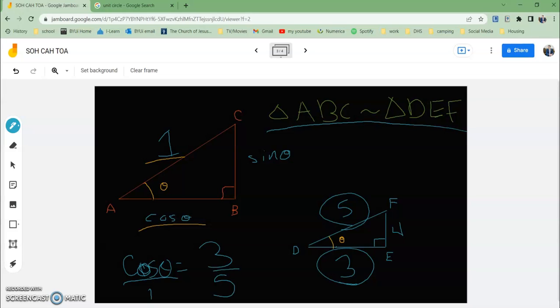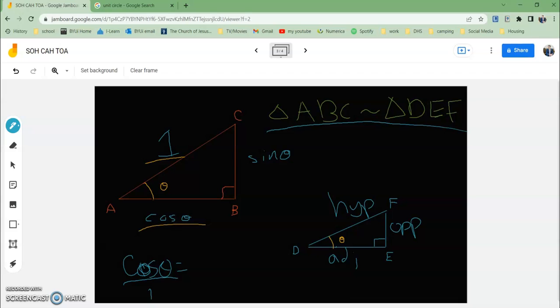Oh, isn't that exactly what we just had? We just had cosine of theta equals 3/5. So now let's change these numbers into, let's just say this is going to be the adjacent side. This is going to be the opposite side of the angle. And this is going to be the hypotenuse.